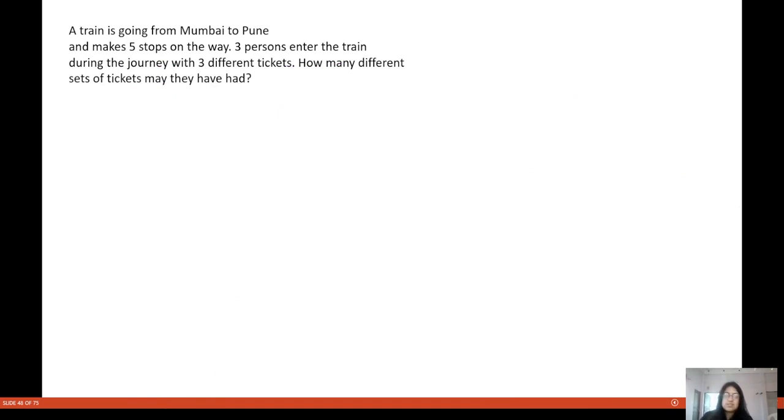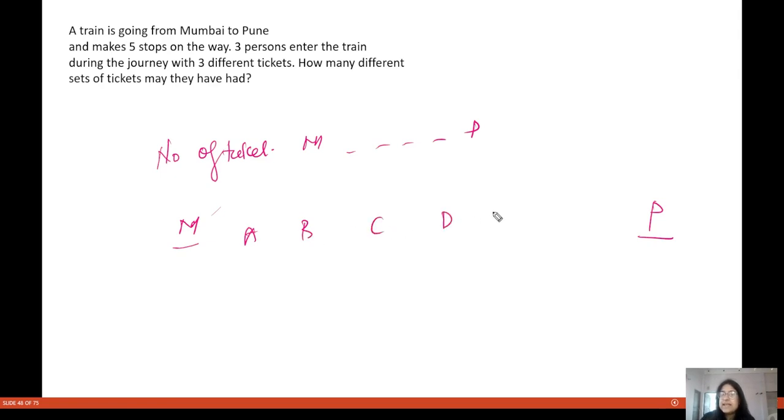See, understand once more what the question is saying. A train is going from Mumbai to Pune and makes 5 stops on the way. 3 persons enter the train during the journey with 3 different tickets. How many different sets of tickets may they have had? First you have to find the number of tickets that can exist between Mumbai to Pune with 5 stops on the way, which will be A, B, C, D, E.